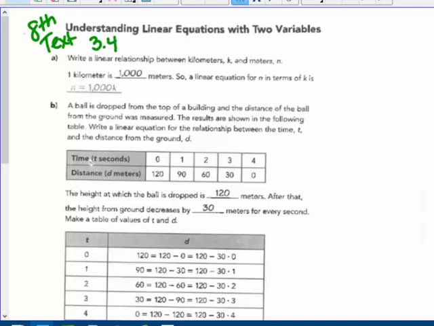Write a linear relationship between kilometers and meters, n. We just had that. Here's a hint. See if you got it right. So a kilometer is 1,000 meters. A linear equation for n, the meters in terms of k, so meters, n, equals 1,000 times the kilometers. Did you get that correct on the page prior?